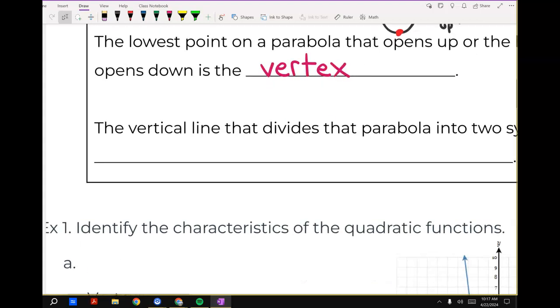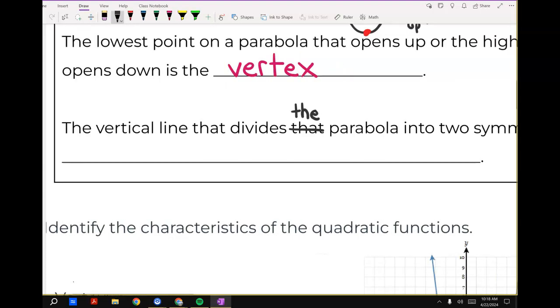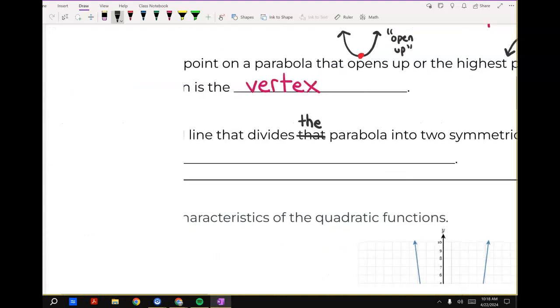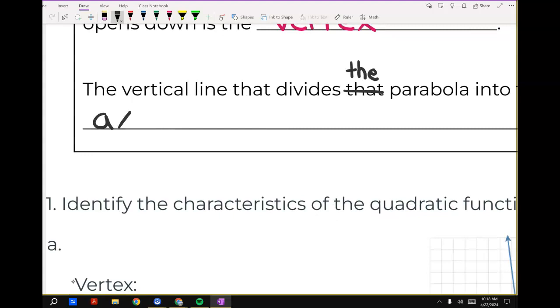Last piece, the vertical line that divides the parabola into two symmetric parts. This is a longer series of words. It's called the axis of symmetry. A-X-I-S of S-Y-M-M-E-T-R-Y.